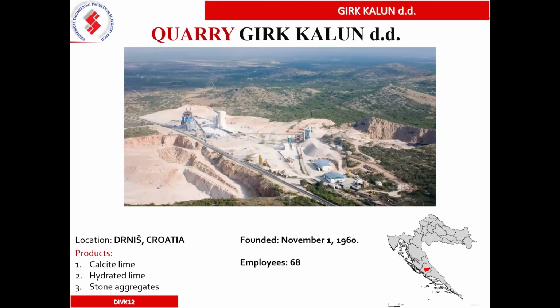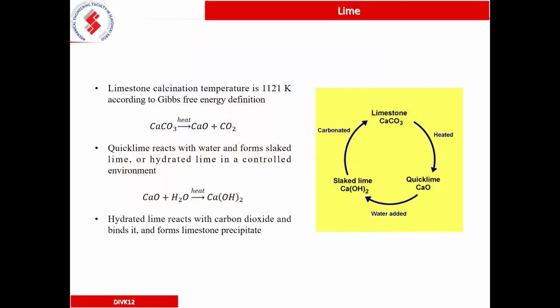Okay, this is one quarry with the name Gir Kalon near Drniš in Croatia. This is the southern part of Croatia, where we practically have some products: calcite lime, hydrated lime, and stone aggregates. So what it means, maybe in the next slides we will understand better. This is just chemical data, how the limestone has been produced by a calcination temperature of about 1,100 kelvins, and how we produced at the end the thick lime, slaked lime, and at the end we are practically ready for the market.